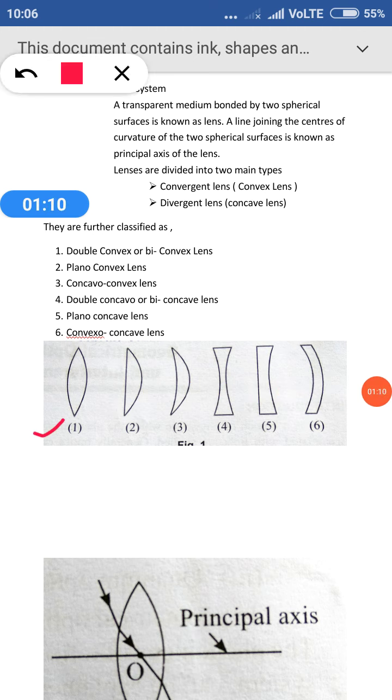So the first one is double convex or biconvex lens. Second is the plano-convex lens. Third is concavo-convex lens. Fourth is double concave or biconcave lens. Fifth is plano-concave lens and sixth is convexo-concave lens.